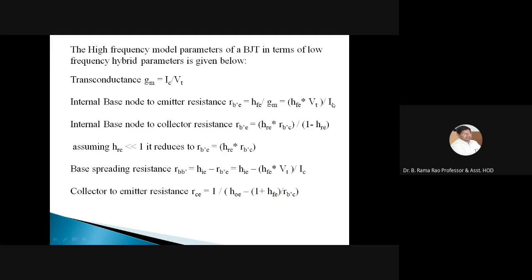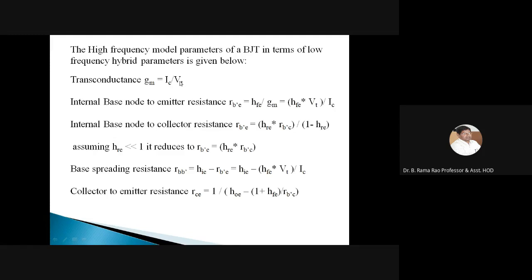If there is a change in the output current, then there is a change in the value of RB dash E, and if there is a change in the temperature, it will change again. This is the effect on the hybrid parameters. We can validate the hybrid pi model at high frequency, including the transconductance, RB dash C and RBB dash. These are all in terms of IC, VT, and VT means temperature.